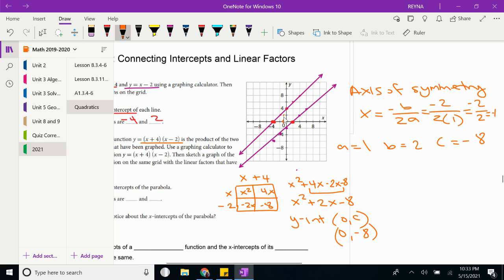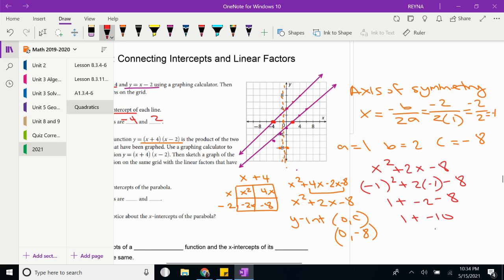Okay, so let's draw our axis of symmetry down negative 1. Okay, we have a y-intercept of negative 8, we said. Now let's find our vertex. Our equation, x squared plus 2x minus 8. That x equals negative 1 because of the axis of symmetry. Okay, so our vertex is negative 1, comma, negative 9. This is our vertex. Negative 1, comma, negative 9.